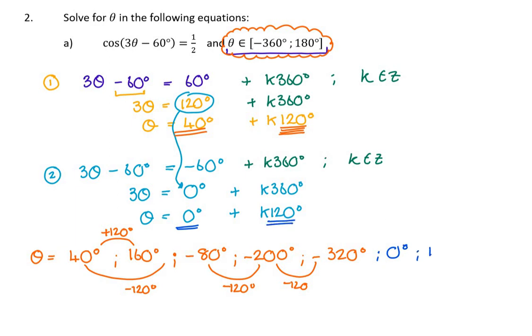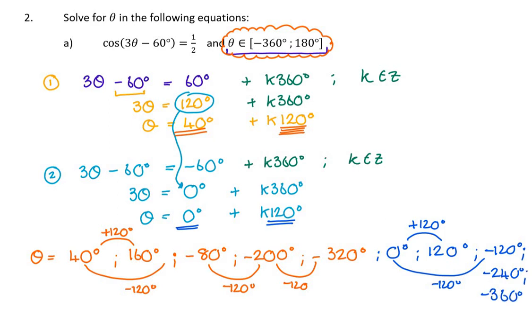So if I add 120, 120 is acceptable, but I'd have to stop there, because if I add 120, I'll be bigger than 180. Now again, I'm allowed to minus 120 degrees, so I get minus 120, and I'm allowed to keep going. So I can minus 120 again, which is negative 240, and then I can minus 120 again, which is negative 360. And so there's actually 5 solutions here which fall in the given domain.